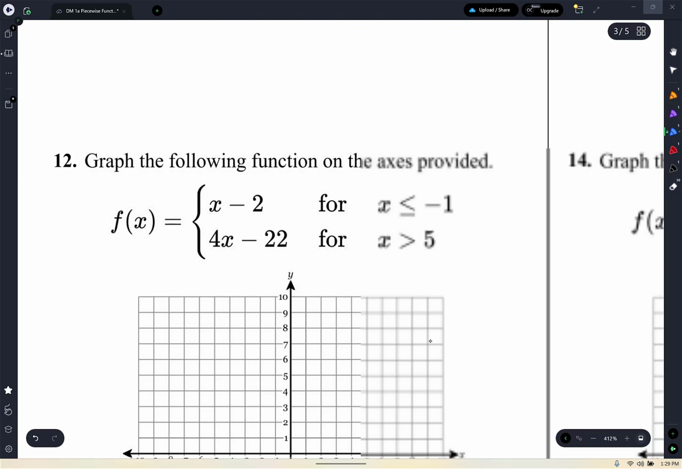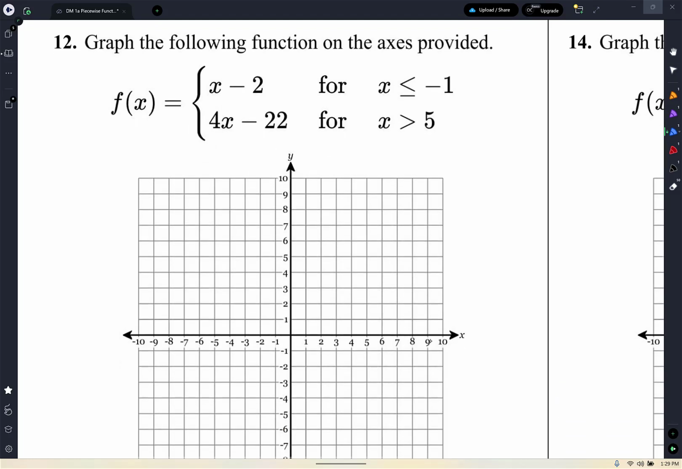Let's see what we got. We're going to go slow. All right, here we go. You guys ready? So what do I do first? I'm going to plug in that restriction. I have an equal sign, so that means I'm going to start with a solid point. So at -1, plug in a -1. What's -1 minus 2? -3. So go to -1, -3, put a point.